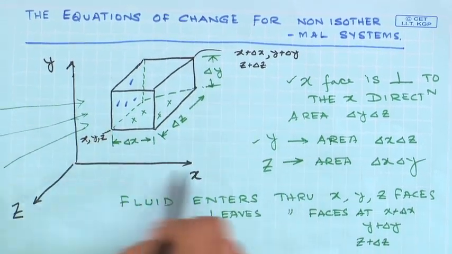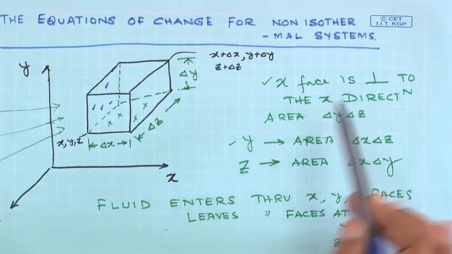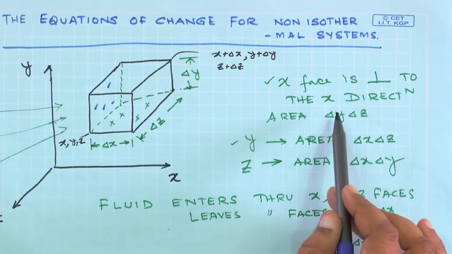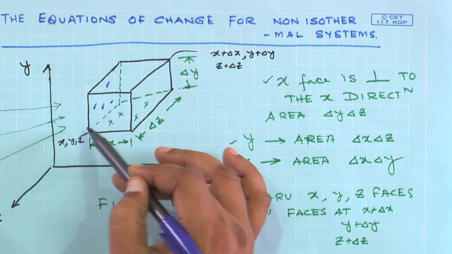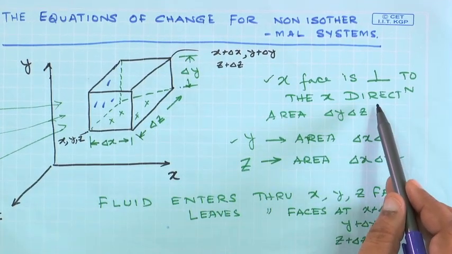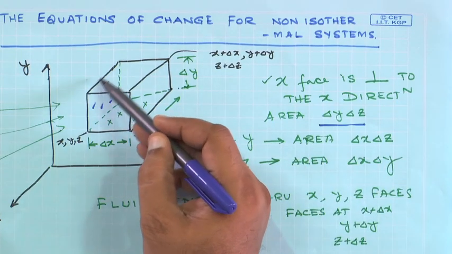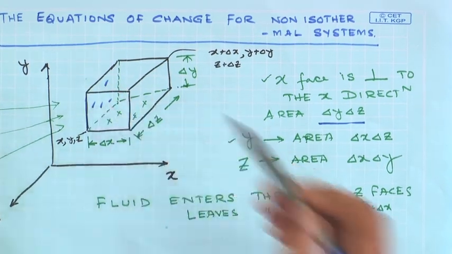So, these are the x, y and z directions, and the x face, which is this one, is perpendicular to the x direction. The x face is perpendicular to the x direction, and therefore, its area is del y del z. So, del y times del z would be the area of the x face.